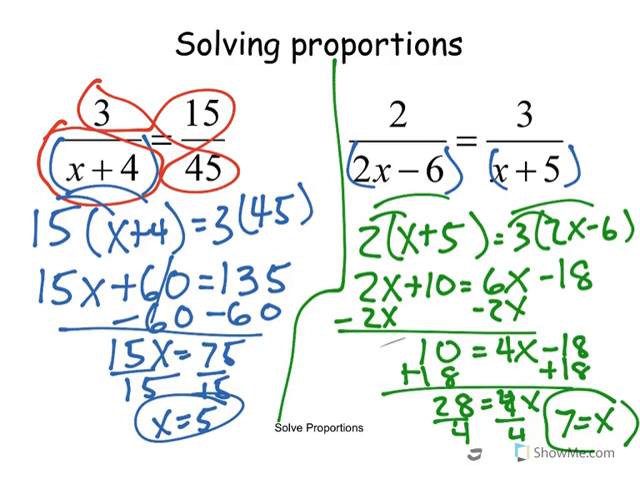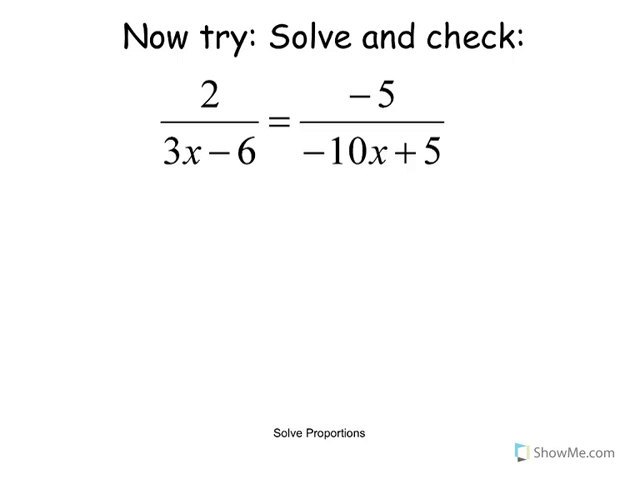So again, the goal here, and these are really what we're going to focus on. The rest of the 3 over x equals 6 over 10, you should have really done in 6th and 7th grade. So these are really what we'll call 8th and 9th grade proportions, where we have to actually use the distributive property. So there's your now try, right? So you're going to pause your video.